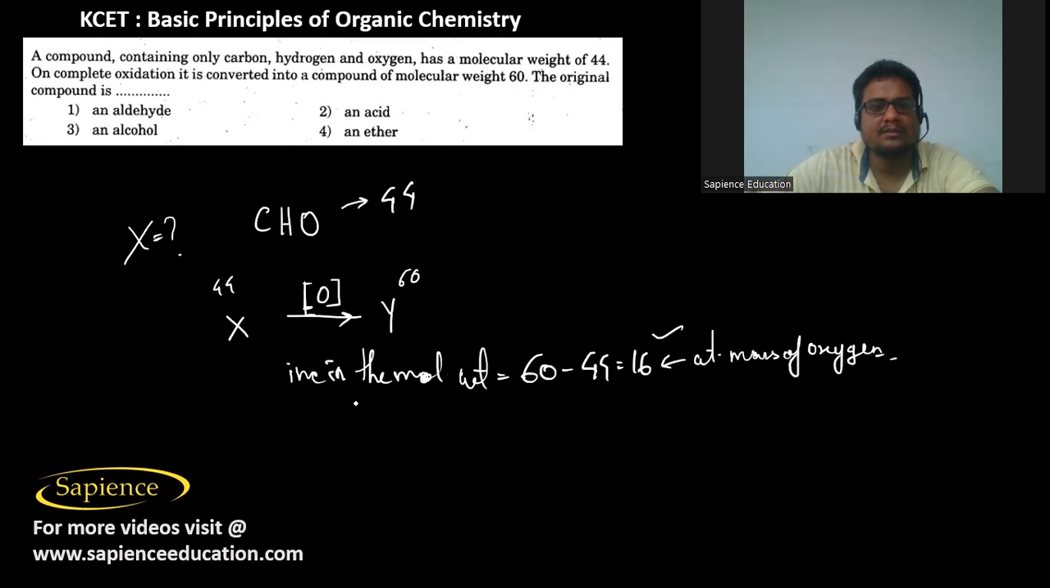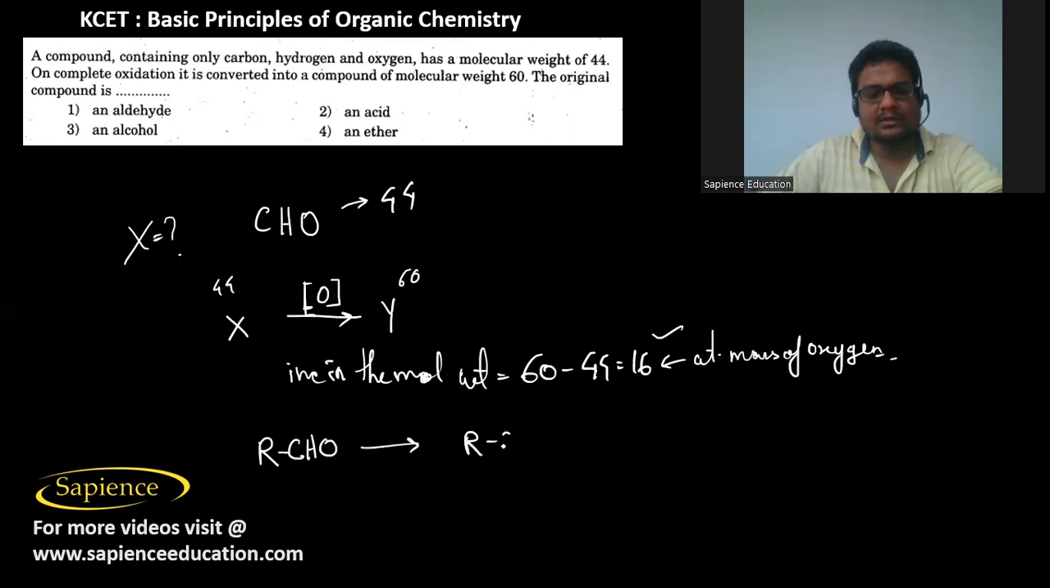So now it means that when oxygen is added, the original compound should be an aldehyde. It should be in the form of RCHO, and it is oxidized to RCOOH. Only when an aldehyde is oxidized to a carboxylic acid is there an increase in the molecular weight by 16, since one oxygen will be added here.